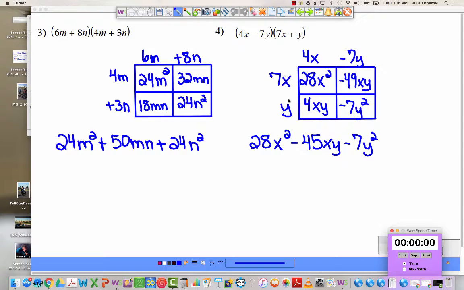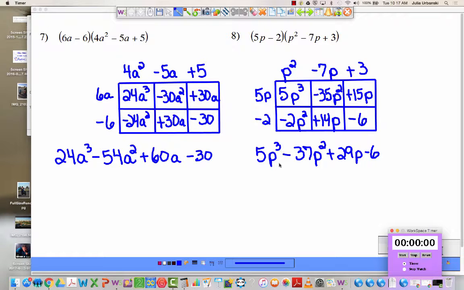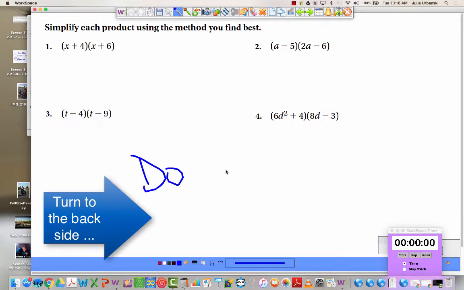4. I got 28x squared minus 45xy and minus 7y squared. So you had to keep them all straight and combine the ones that go together. I got 5p to the third, and then I combined these together, got negative 37p squared. Combined those together, got 29p, and combined that one with nothing and kept it as negative 6. But right now, do 2, 4, and 6.